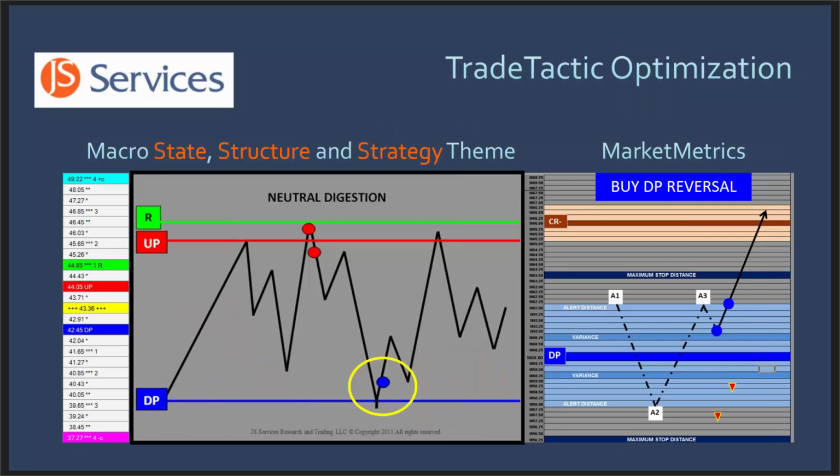So in our desktop application, we identify the macro state, structure, and strategy theme. Again, you look at the market, where's it at? That's the first thing you do: where's the last traded price within this structure? What does that mean? If it's trading in here, it's not that interesting. If you're trading in the middle here, there are no major themes going on, so better trade small.